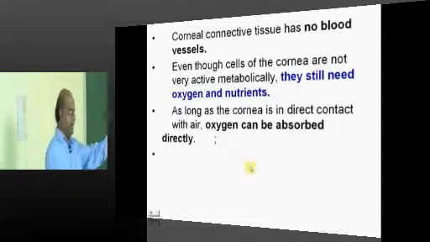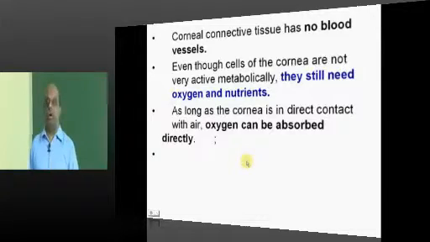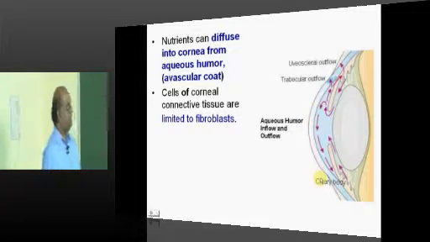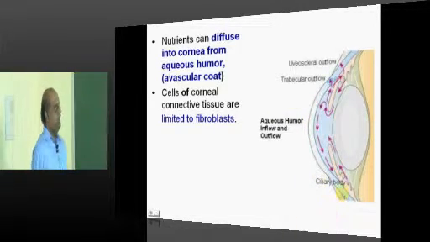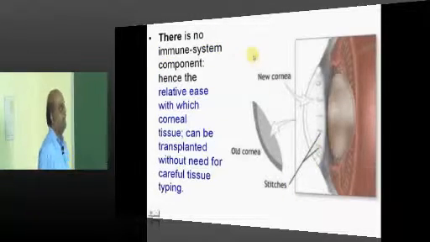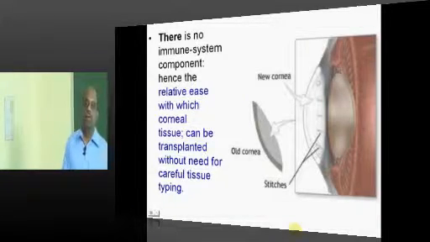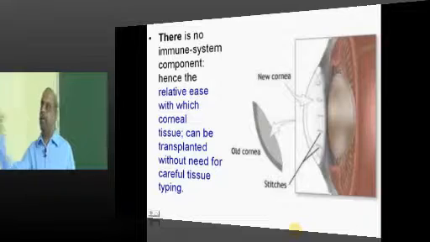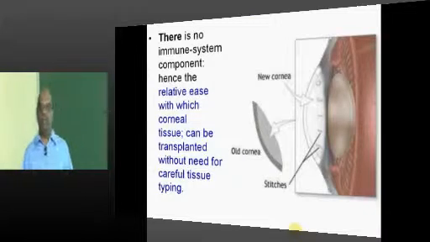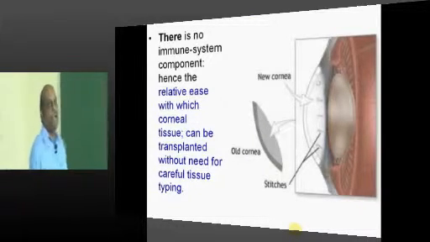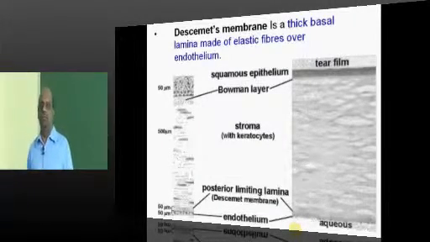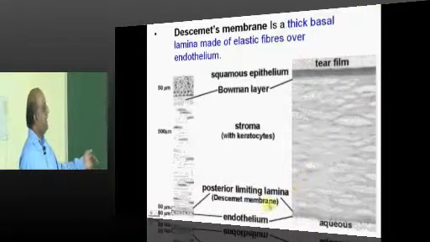Directly from the air, cornea will breathe the oxygen in, and the nutrients to the cornea will be reaching through the aqueous humor, and the corneal connective tissue is basically limited by the fibroblasts, and there is no immune system. My cornea, your cornea, president's cornea, prime minister's cornea, everybody's cornea is cornea after all. You can put anyone's cornea into anyone without any HLA matching or typing, which is the great advantage of the corneal transplant. Then you have a Descemet's membrane, which is the thick basal lamina.